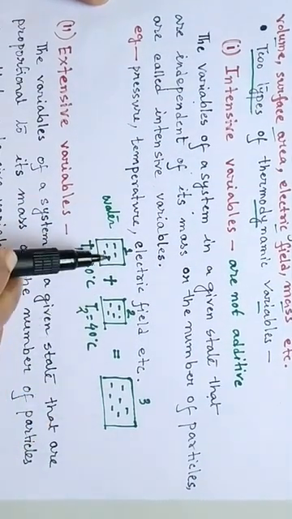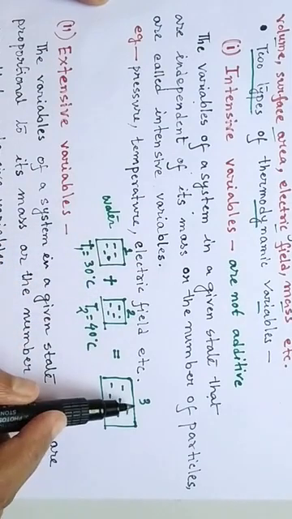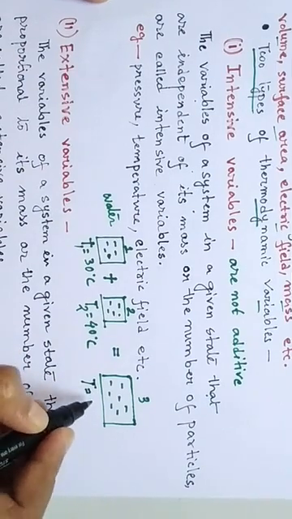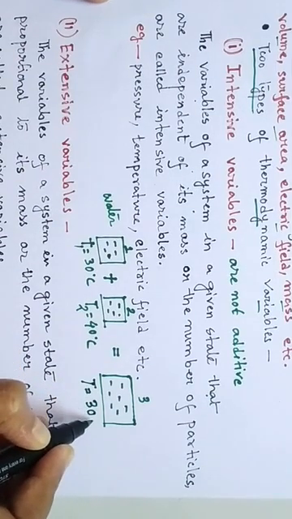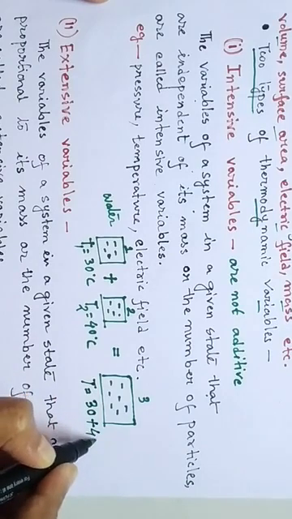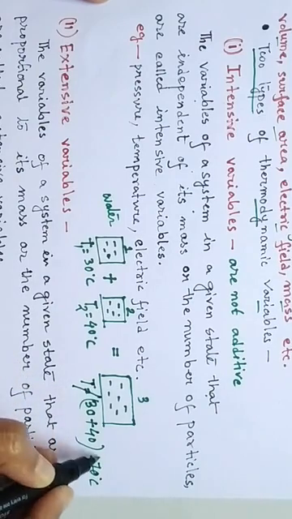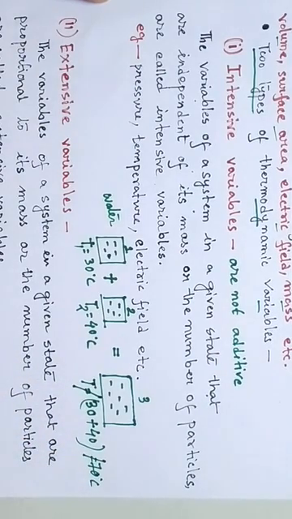It also means that they don't depend on the mass or the number of particles in the system. So if we add these two systems, they will form a new system, and you see the temperature of the newly formed system will not be 30 degrees plus 40 degrees equals 70 degrees centigrade. The temperature is such a variable that if two systems are added, then in the newly formed system, the temperature will not be the sum of the temperatures of the individual systems.